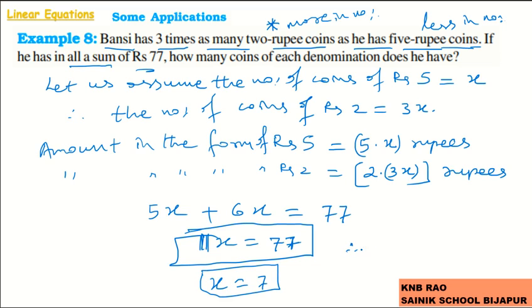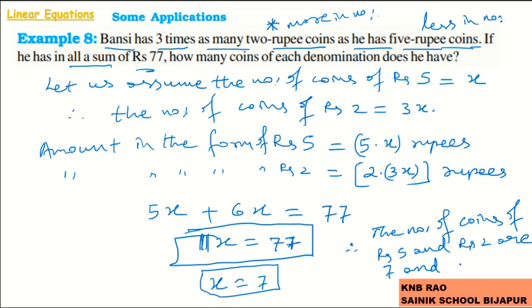Now you can conclude: therefore, the number of coins of rupees 5 and rupees 2 are 7 and 3 times 7, which is 21, respectively. So we can say this is the solution. See children, here you could understand how important linear equations are while solving day-to-day problems.